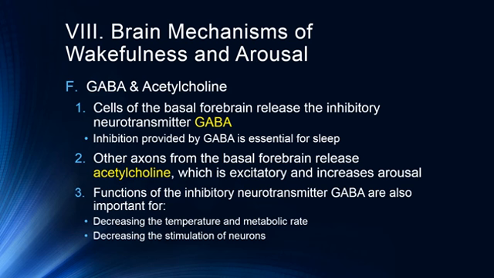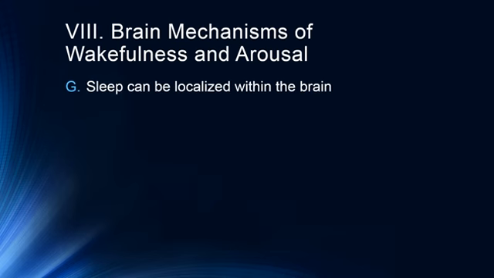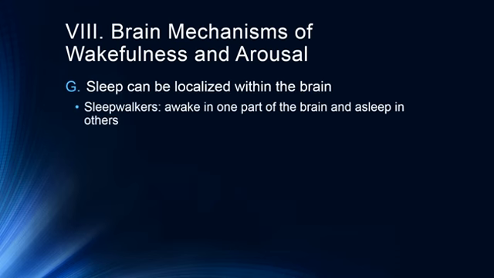Most sleep aids, certainly prescription sleep aids, all influence GABA. In fact, all of the benzodiazepines and drugs like Ambien all affect the neurotransmitter GABA. Other axons from the basal forebrain release acetylcholine, which is excitatory and increases arousal. Functions of this inhibitory neurotransmitter GABA are also important for decreasing our temperature and our metabolic rate, and simply decreasing the stimulation of neurons. And again, this is why those benzodiazepines are so effective at helping us sleep.